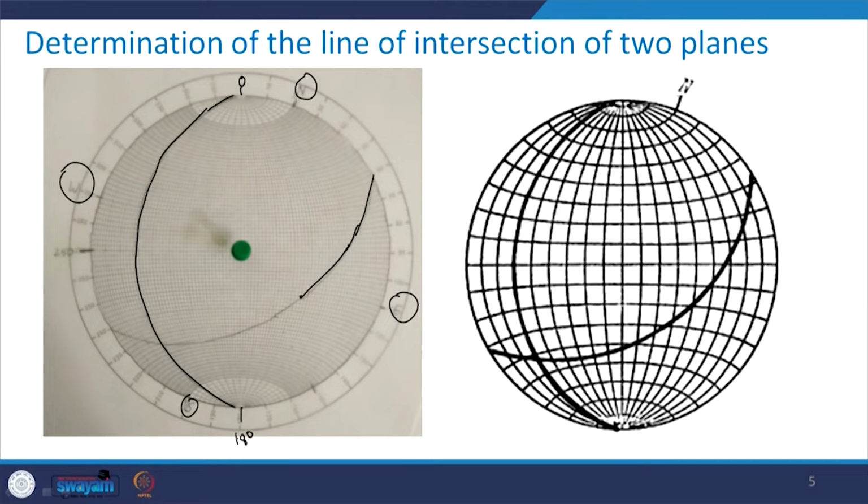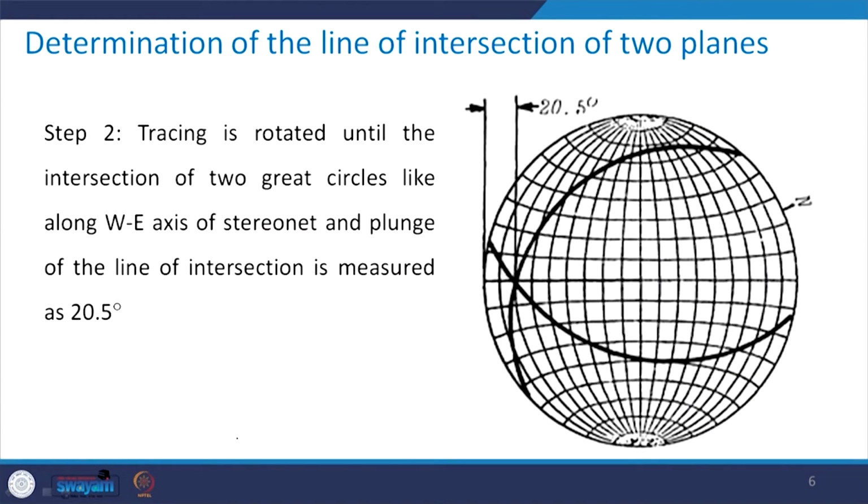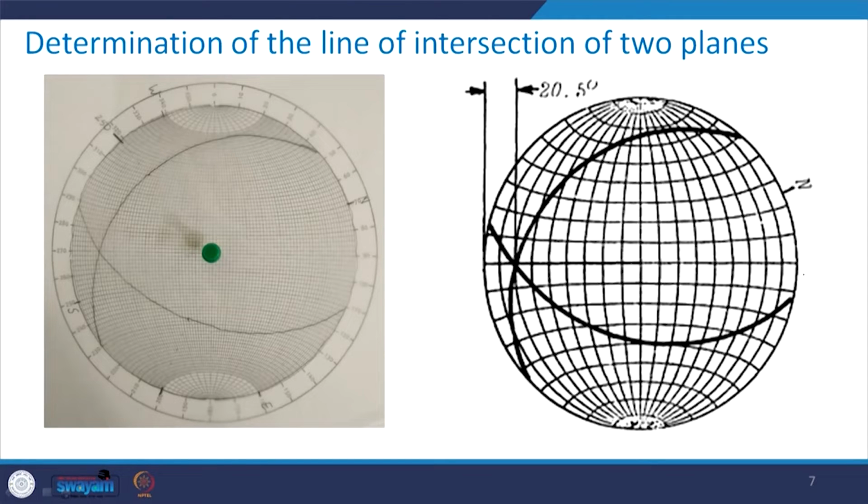What I am rotating is only the tracing sheet. Now, you see what is done in this case: wherever these two great circles intersect, we rotate the tracing sheet such that the intersection of these two great circles lies along the west-east axis of the stereo net. So, this is how we need to do it.